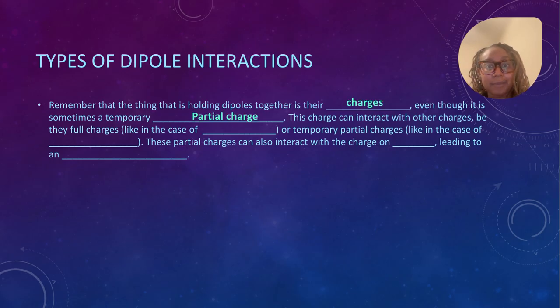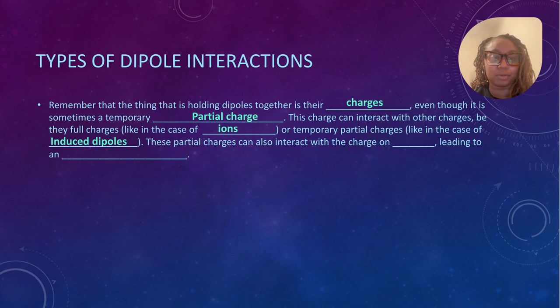All right, so types of dipole interactions continuing. Remember that the thing holding dipoles together is their charges. That's what literally holds them together, even though it's sometimes temporary partial, because it doesn't stay that way, because the electrons are still technically being shared and floating. It's not a complete pull away like in an ion. This charge can interact with other charges, be they full charges like in the case of ions, or temporary partial charges like in the case of the induced dipoles. These partial charges can also interact with the charge on ions, leading to an ion dipole interaction.